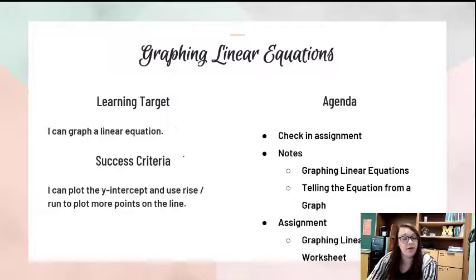That is our learning target, and you know you will be successful when you can plot the y-intercept and use rise over run with the slope to plot more points and graph a line. We're going to check in our assignment from yesterday and then take some notes on graphing linear equations from an equation and then using an equation to find a graph. We'll take an assignment worksheet break on that, and let's jump in.